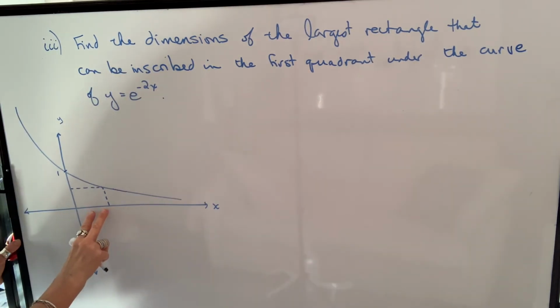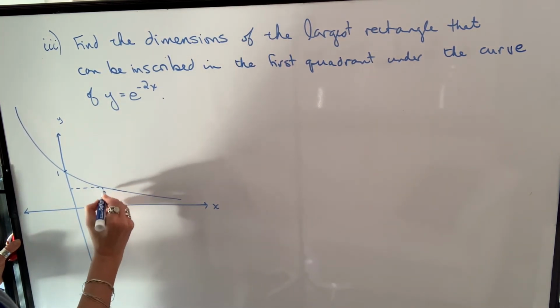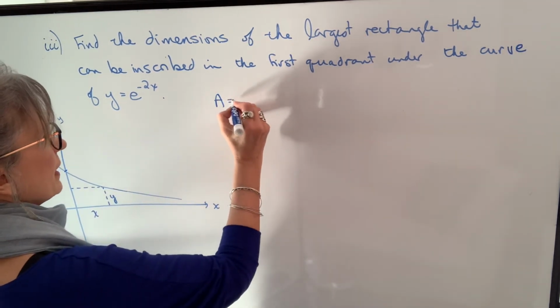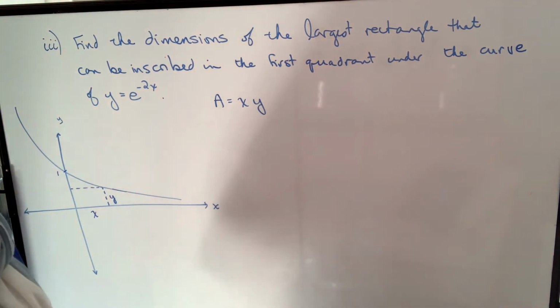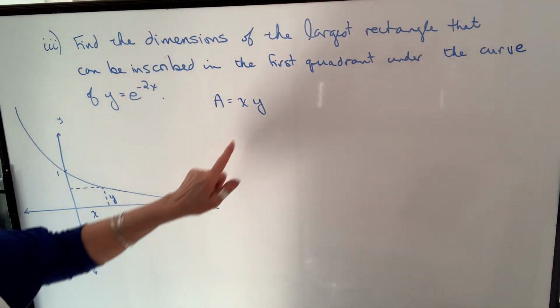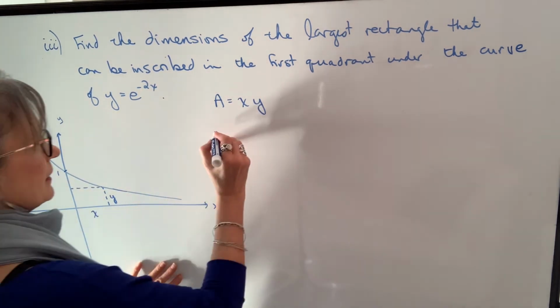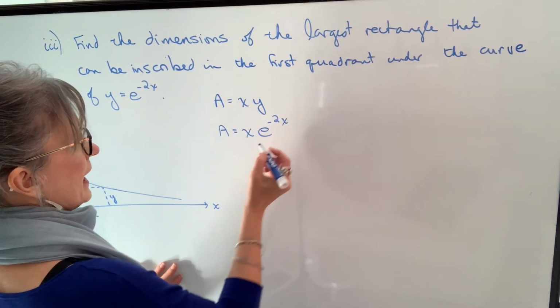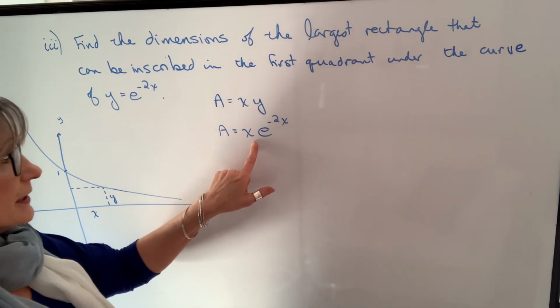So if we were to take a representative rectangle, we could describe the length of that rectangle as x and the width as y. So area is what we want to maximize, and it would be x times y. We've got our area in terms of 2 variables. We need it in terms of 1 variable. So we're going to replace y with e to the -2x. So the area will be x times e to the -2x. This is the function that we want to maximize. So this is what we differentiate and set equal to 0.